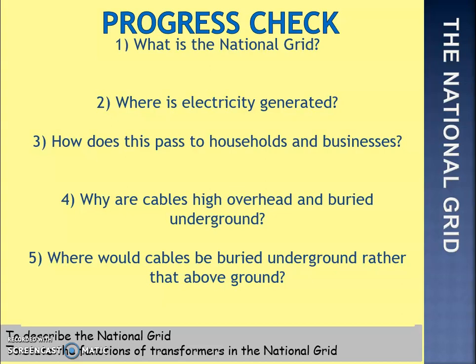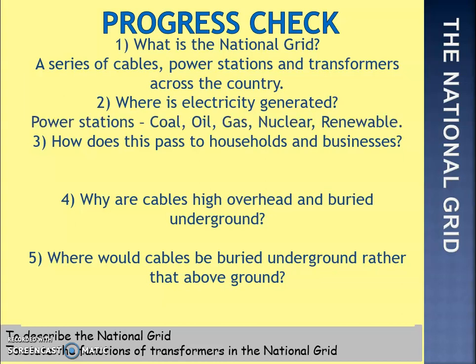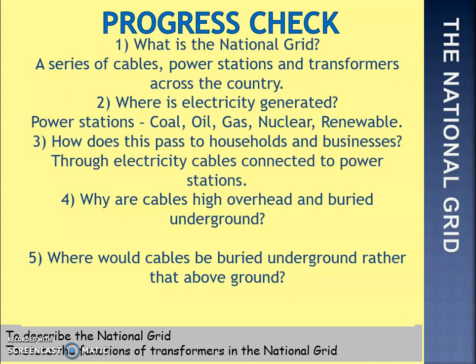Okay, question 1. What's the national grid? National grid can be described as a series of cables, power stations and transformers stretched across the country. Question 2. Where is electricity generated? It's generated in power stations from coal, oil, natural gas. We have nuclear power stations and renewable power stations as well. Question 3. How does this pass to households and businesses? Through electricity cables that are connected to the power stations. We're going to look at exactly how that's done in a minute.